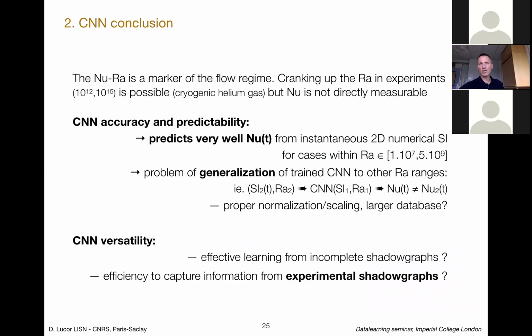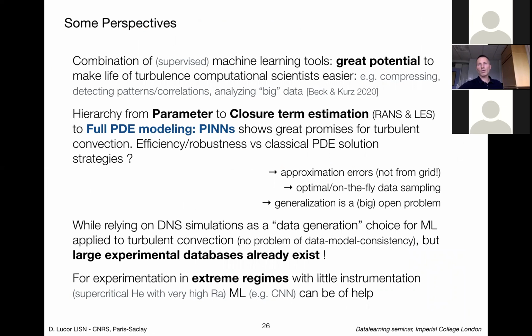Yeah, so I will have to pass on the CNN part. If you have some questions, I can go back. So my message is that I think it's quite promising, at least for turbulence people. We have seen machine learning applied to all this kind of hierarchy of approaches, from parameter to closure term estimation, for example, people doing RANS or LES. But even now we might consider even using that for full PDE modeling.